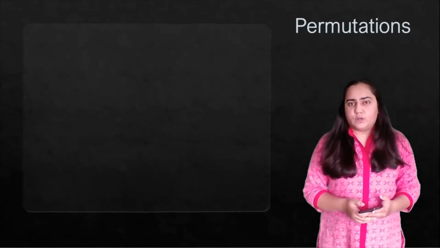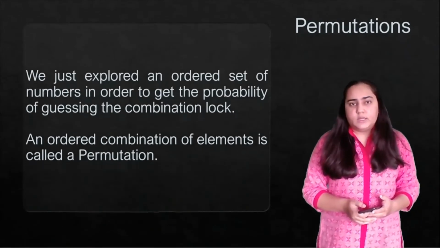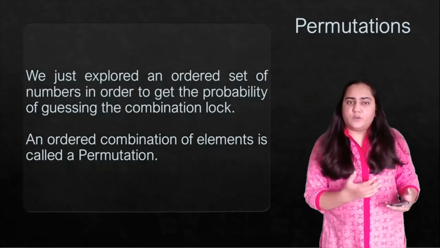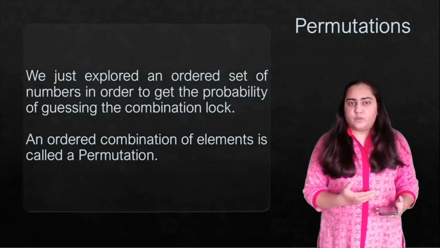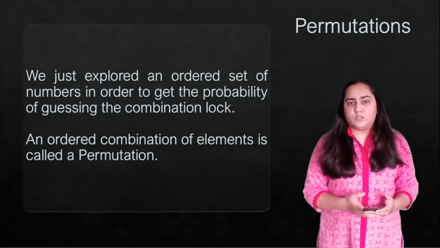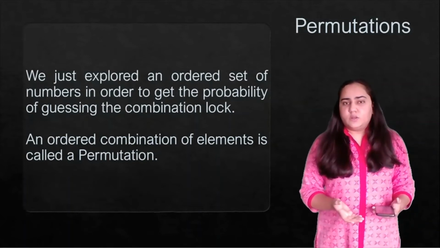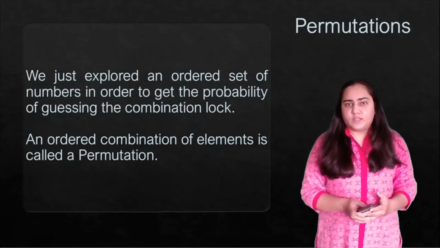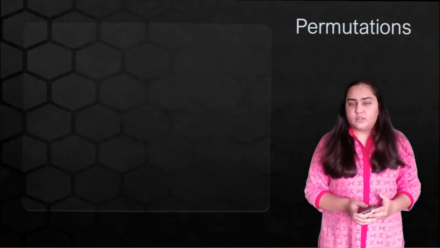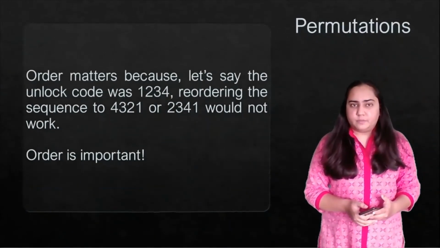And now we are going to talk about permutations, because we just explored an ordered set of numbers in order to get the probability of guessing the combination lock. Now, any ordered combination of elements is known as a permutation. And we're going to see how that affects the calculation of probability.